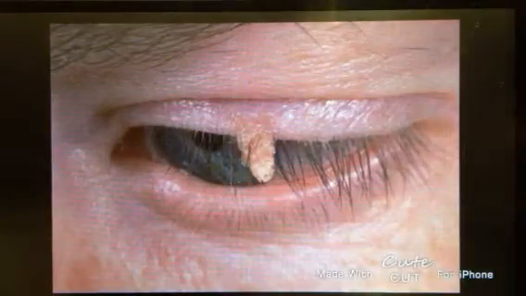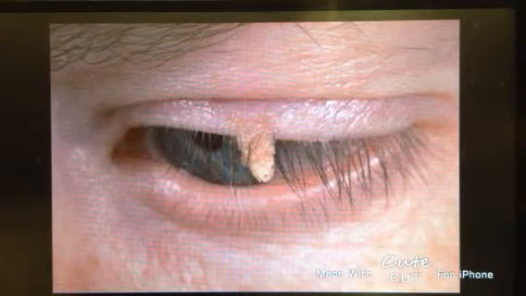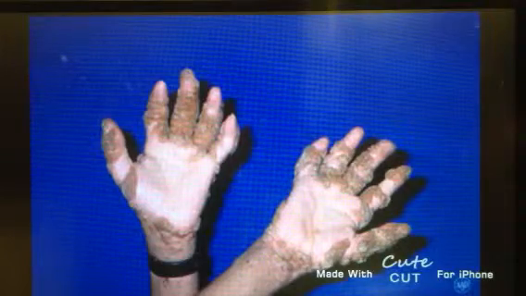Next, there are filiform warts. These are long and can usually be found on the eyelids, neck, and armpits. And lastly, there are mosaic warts. These grow in clusters on the palm of the hands and feet.